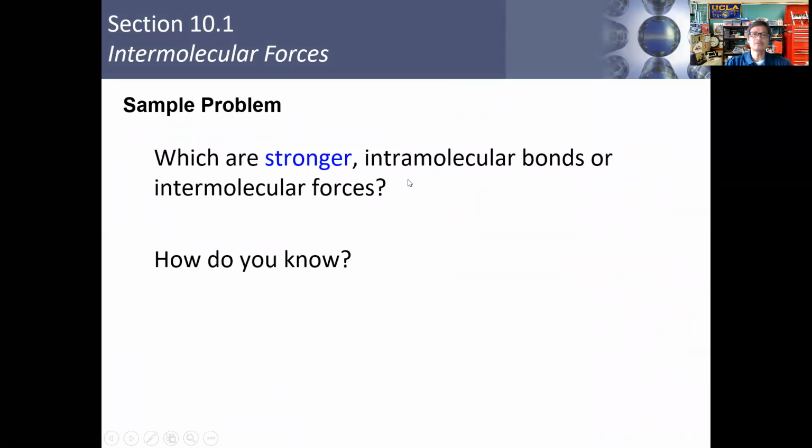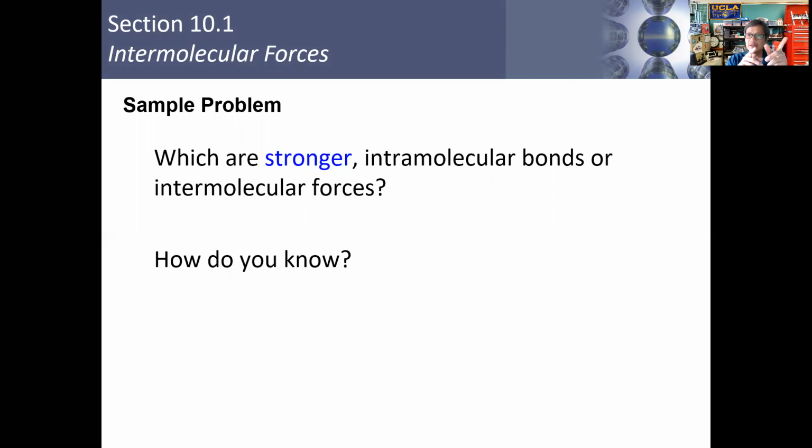So which one is stronger? We always expect that intramolecular interactions will be stronger. How do we know that? We know that because we did the energy studies, and the enthalpy, the energy needed to break an intra bond is going to be much greater than the energy to separate out molecules in a sample. Just imagine this: the amount of heat needed to boil water, 100 degrees Celsius. The amount of heat to break the hydrogen-oxygen bond is many times larger than that.